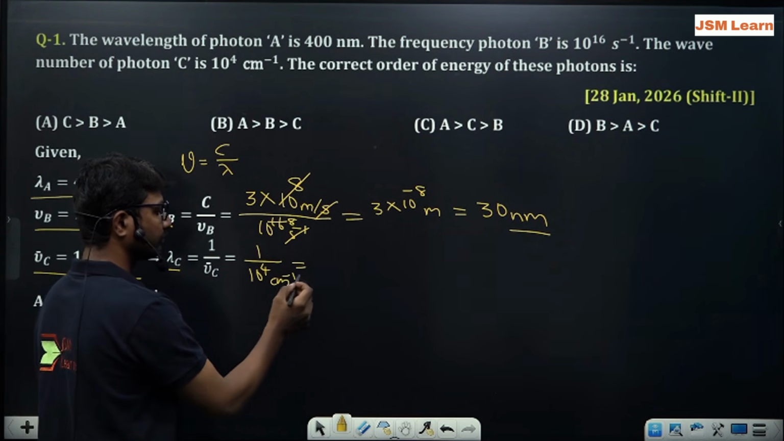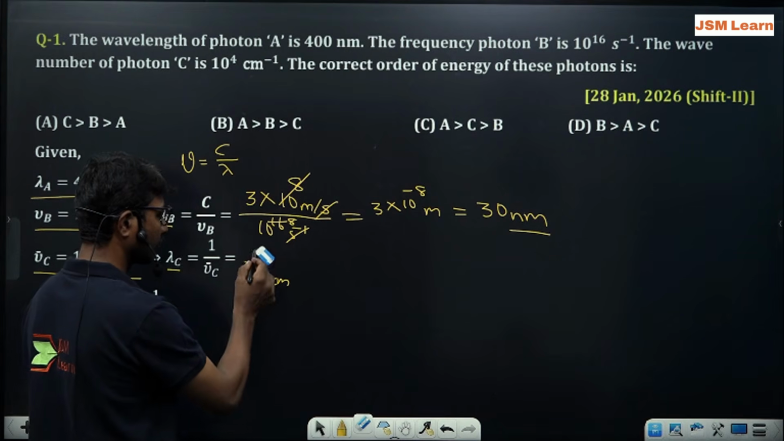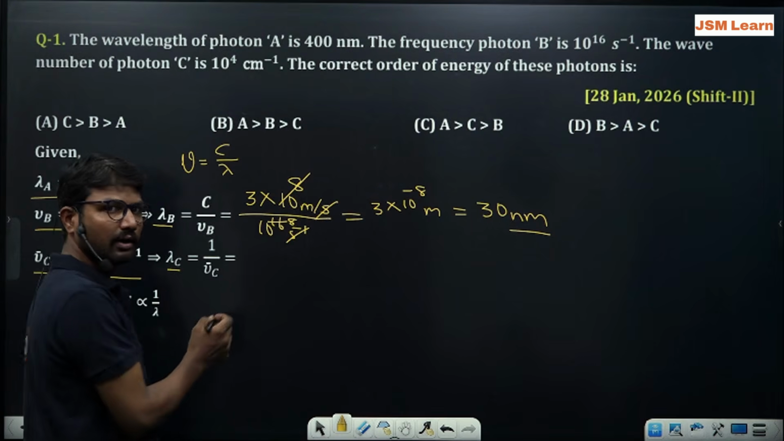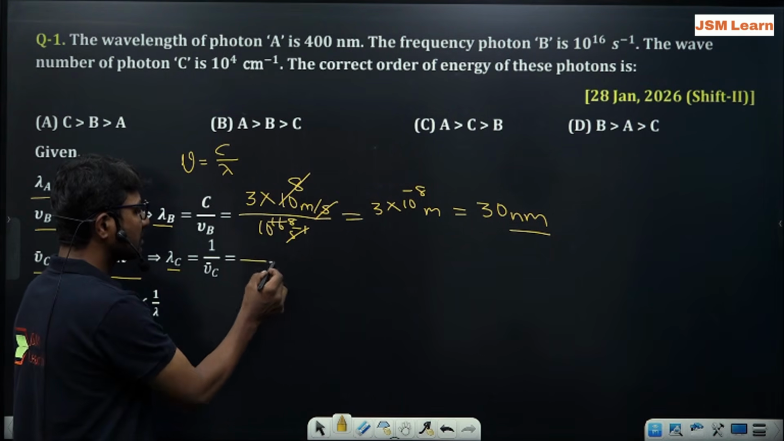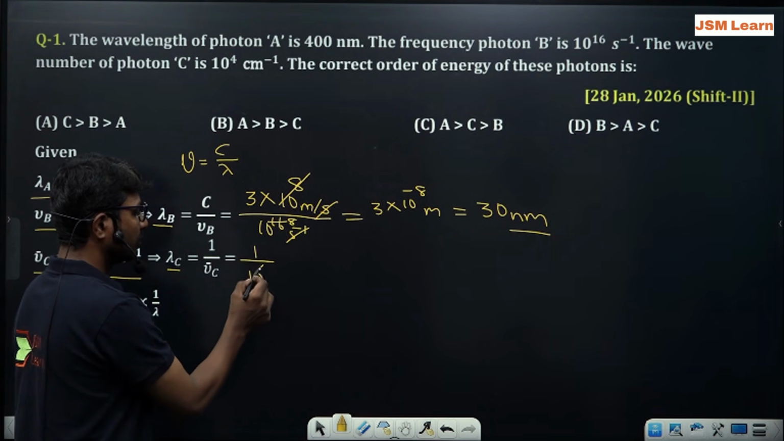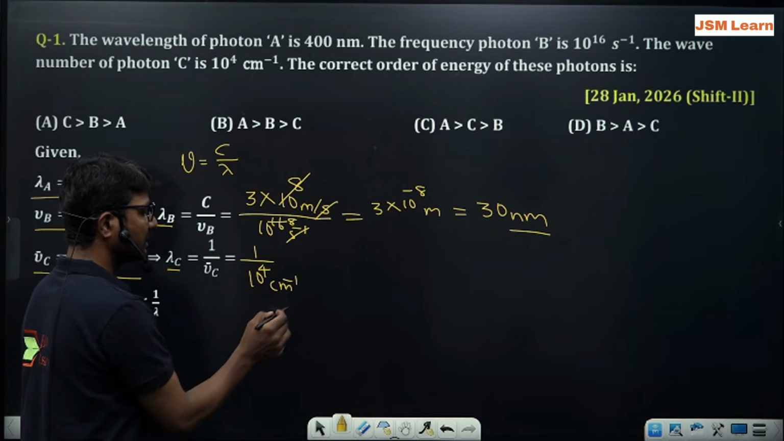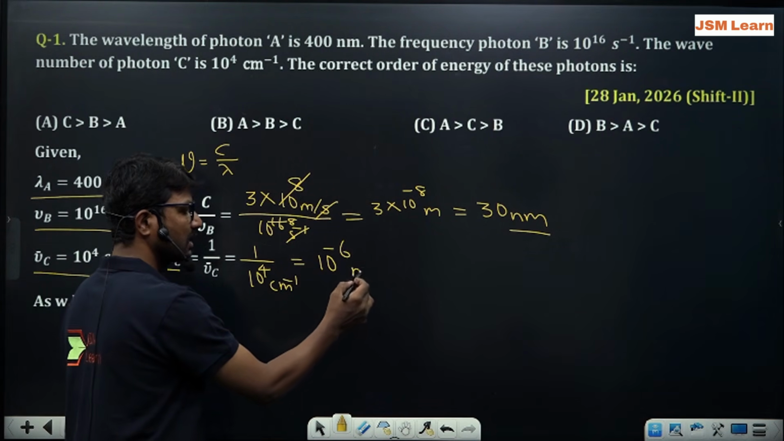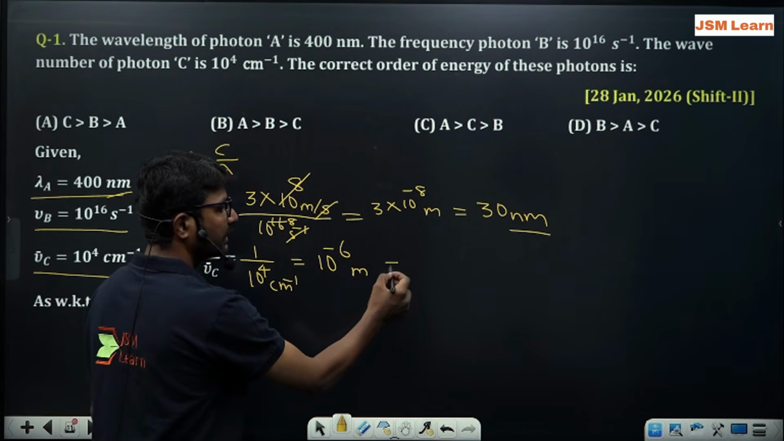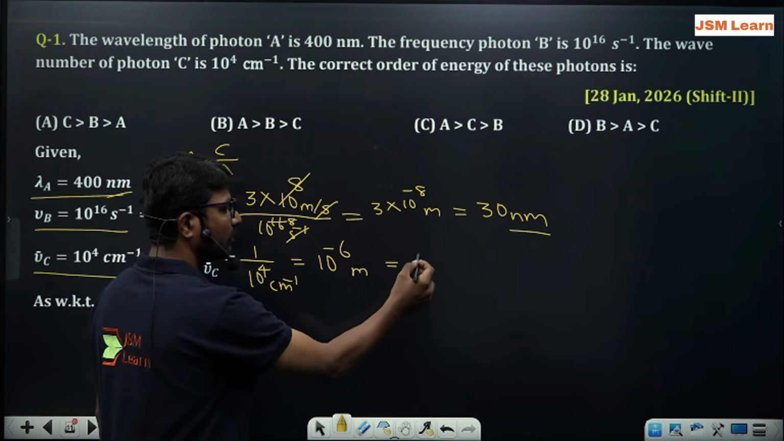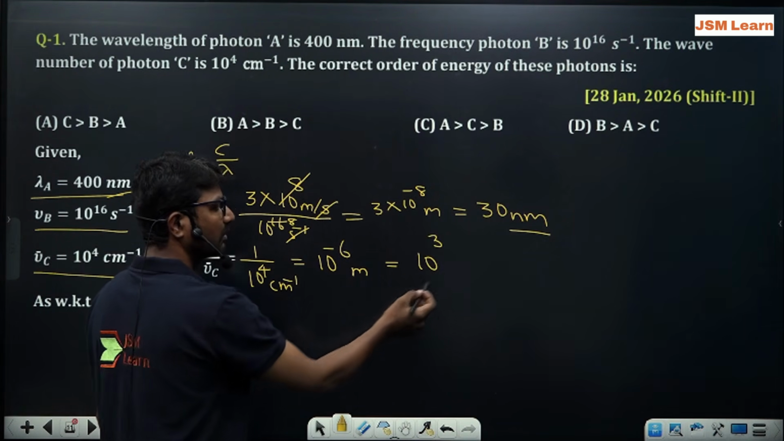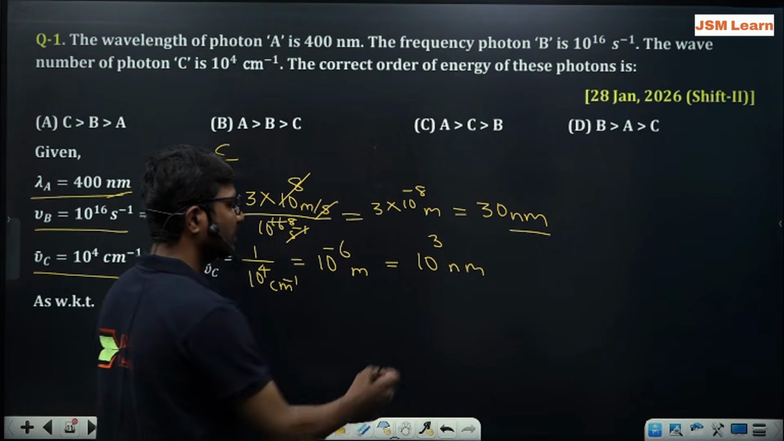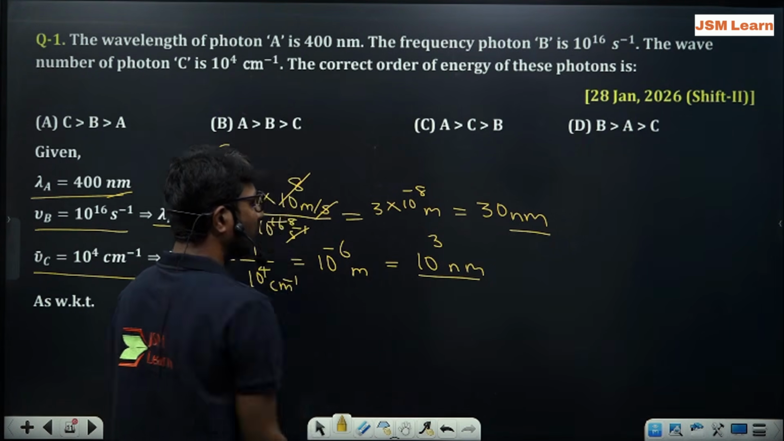So the value is given as 1 upon 10 to the power of 4 centimeter inverse. This can be converted into meters as 10 to the power of minus 6 meters. On converting this value into nanometer, we can write 1000 nanometer, as 1 nanometer is 10 to the power of minus 9 meters. From that, now you can compare all the three values.